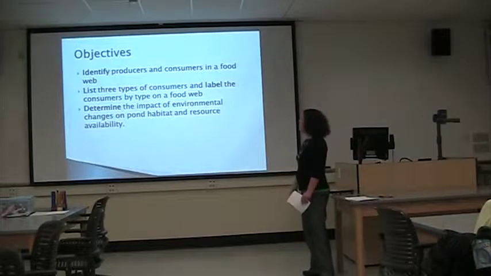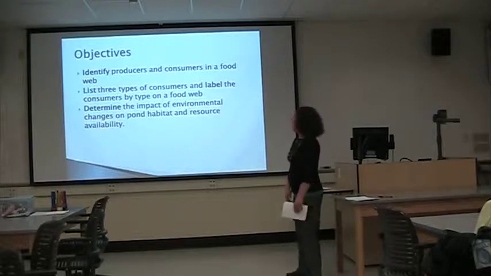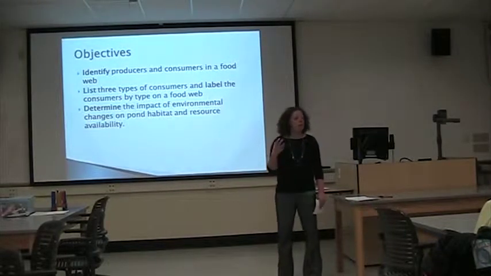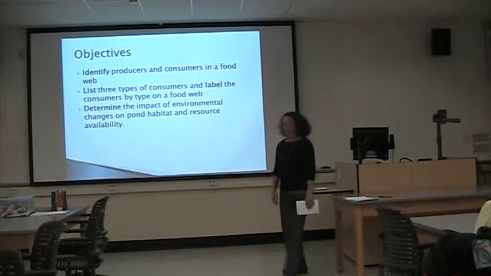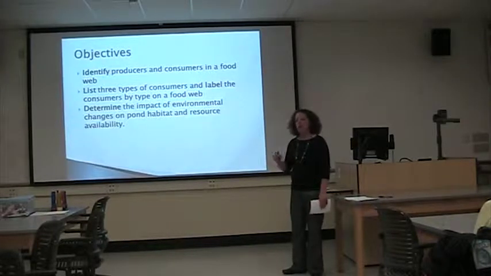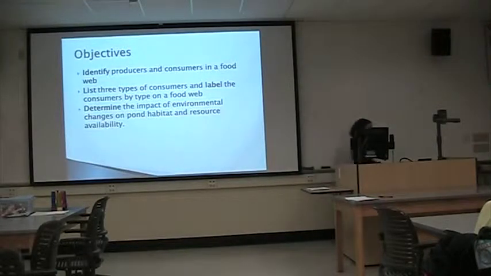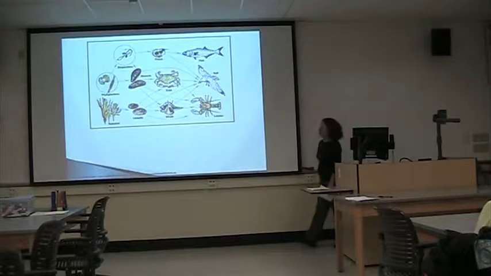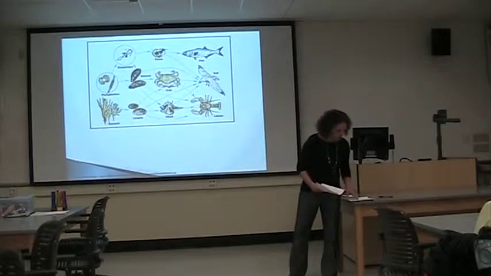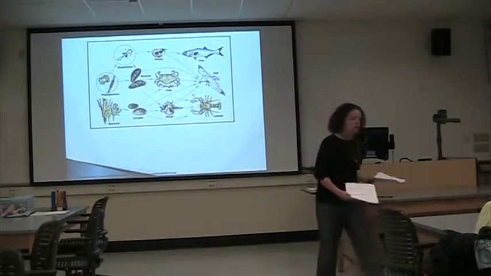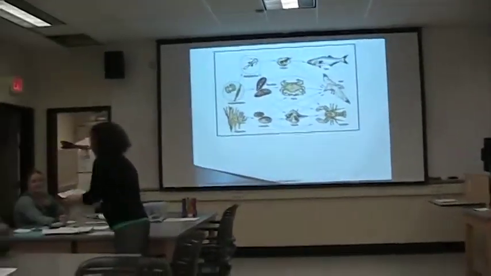We're going to list 3 different types of consumers and be able to label those consumers on an actual food web. Okay? And also we're going to be thinking about the impact of different environmental disasters, environmental changes that will affect the resource availability, food availability for different organisms. Okay? So, this is an example of a food web, and you guys are going to have this in a moment on a worksheet to work through. I'm just going to pass these out. Work on identification of producers and consumers on here.